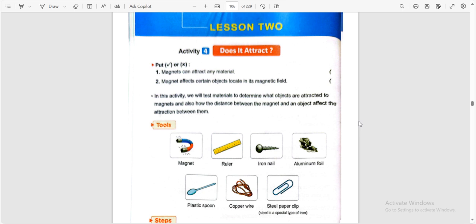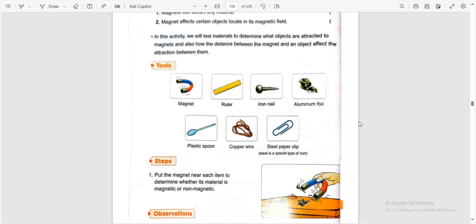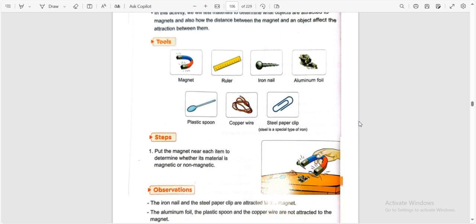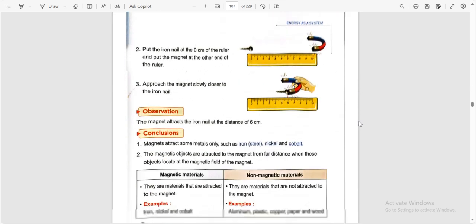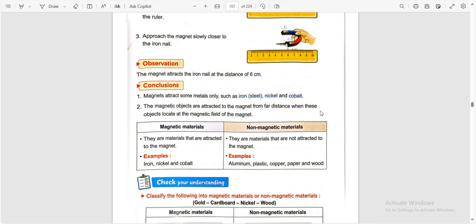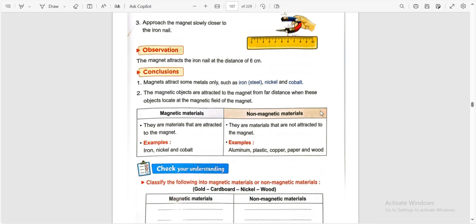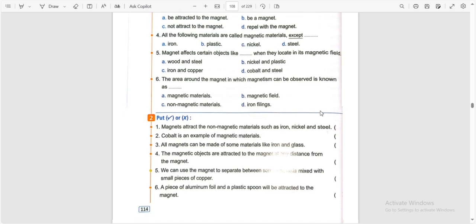In this lesson we talk more about magnets, and we make a very basic experiment talking about what's attracted to a magnet, what's not, and we said that it attracts objects that are made of iron or steel, nickel, and cobalt. Anything else is not attracted to the magnet. So anything else is non-magnetic, and iron, nickel, cobalt, and steel are magnetic materials. Very good.